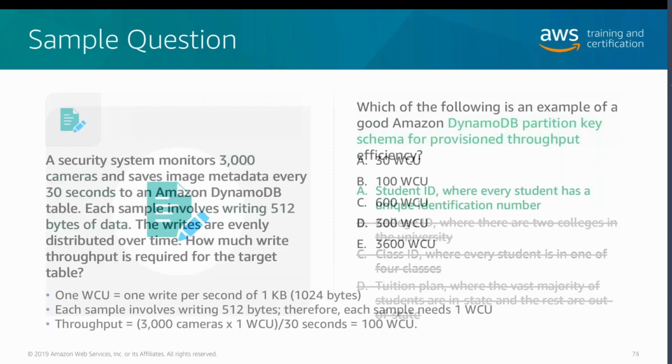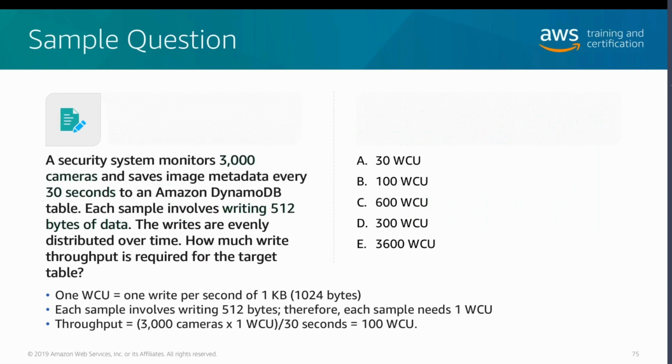So, another one. Let's look at this one. A security system monitors 3,000 cameras and saves image metadata every 30 seconds to an Amazon DynamoDB table. Each sample involves writing 512 bytes of data. Okay, so the writes are evenly distributed over time. How much write throughput is required for this particular table? So we have to remember here that one write capacity unit is 1K in size. That's what we have to run in our calculation.